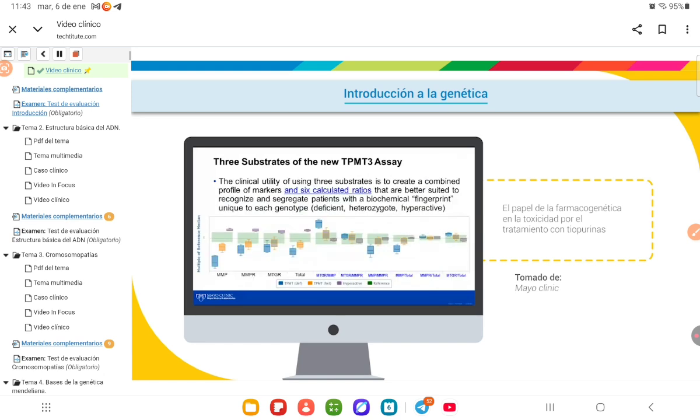The clinical utility using 3 substrates is to create a more elaborate profile of markers and 6 calculated ratios. They are better suited to recognize a biochemical fingerprint that is indeed unique to each genotype: deficient, heterozygote, hyperactive. The 3 products, the sum of their activity, shown here as total, and the calculated ratios are presented in this plot as percentiles calculated as multiple of a reference mean.